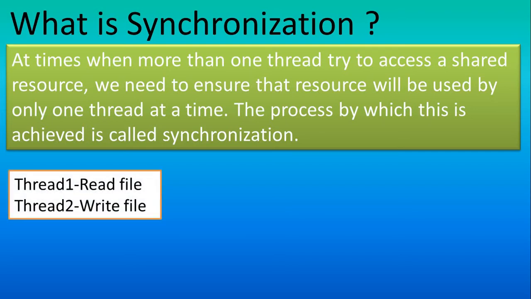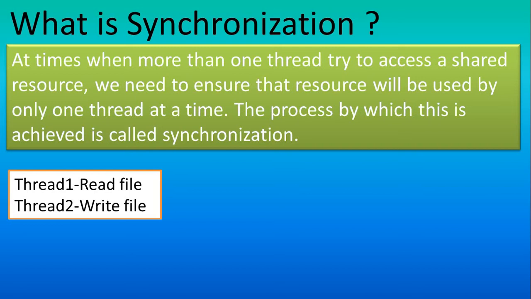So here I give you one example. Suppose you have created two threads. One thread is reading content and the second thread is writing. Then you ensure that thread 1 should run first and then thread 2. If they run simultaneously, you will get unwanted output.